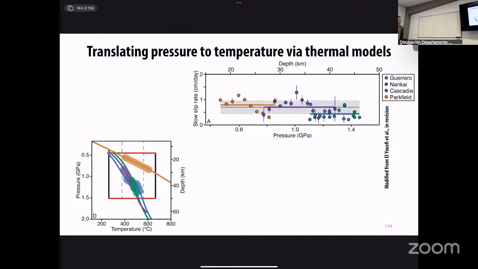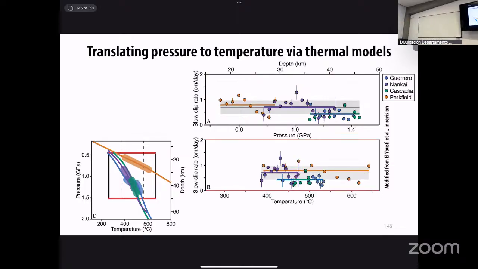What we can do is translate this to temperature via thermal models. So here, as a function of pressure and temperature, you put your subduction interface, your plate interface, and we show here where low frequency earthquakes have been observed. And so it allows us, given pressure, to translate to temperature for each of these different plate boundaries. So we can do that.